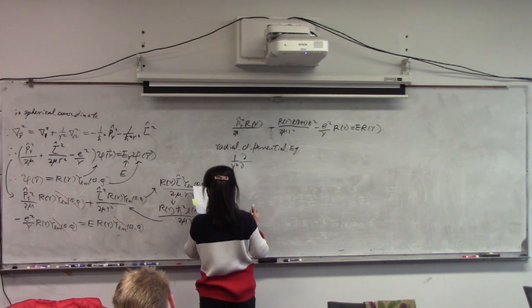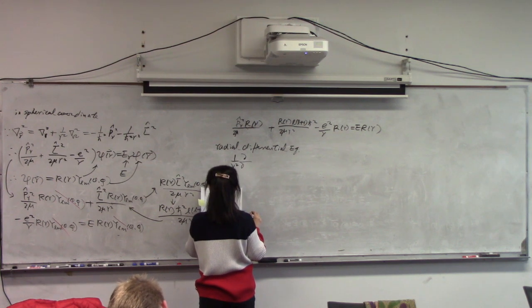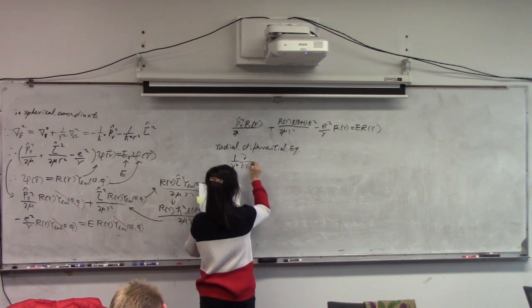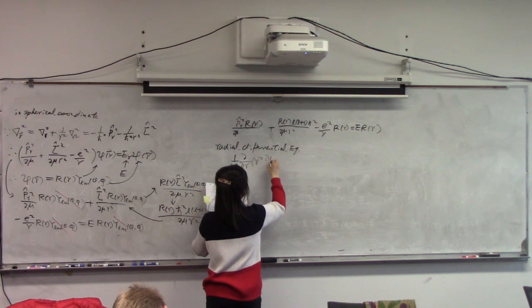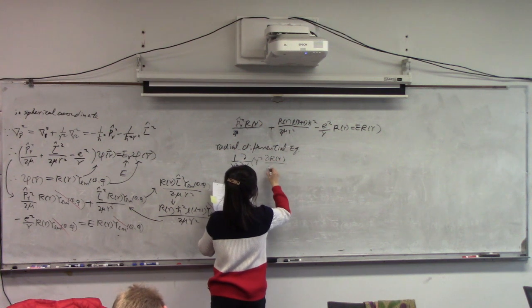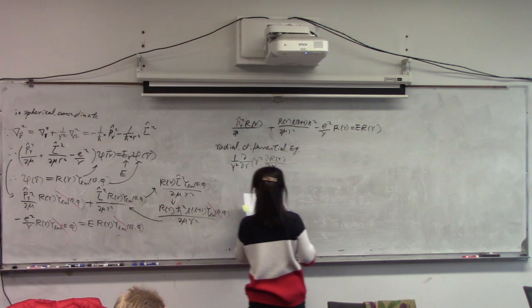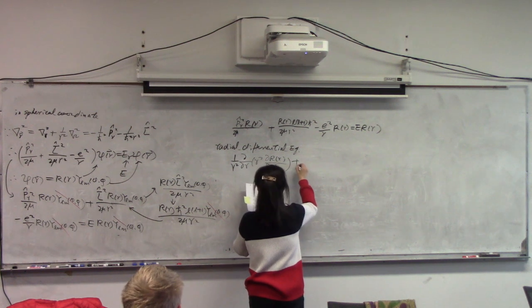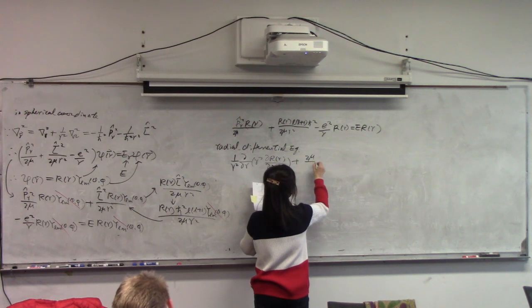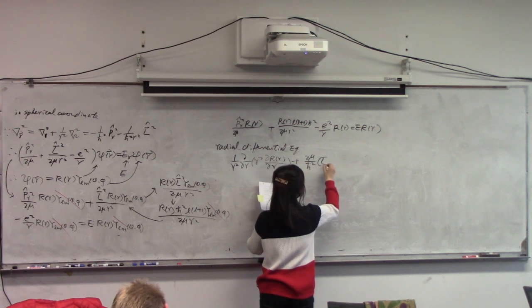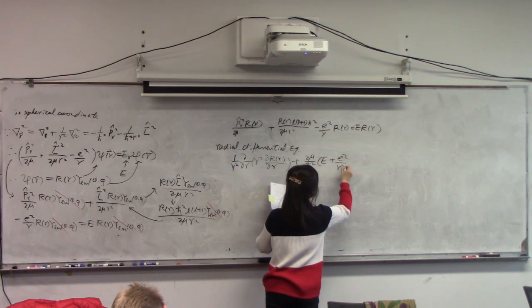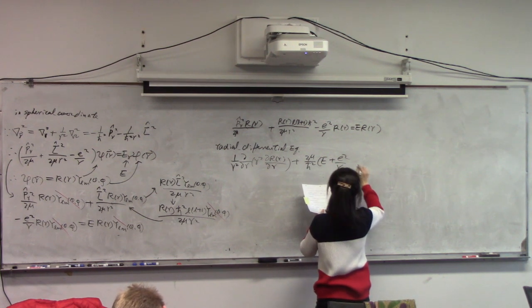Partial squared of R times the function, partial R, plus 2 mu over H bar squared, E plus e squared over R, minus L times L plus 1 over R squared.